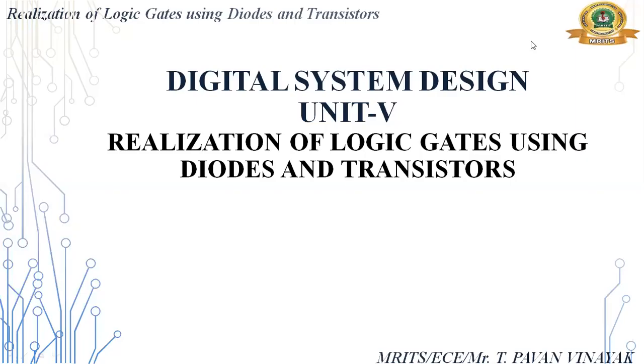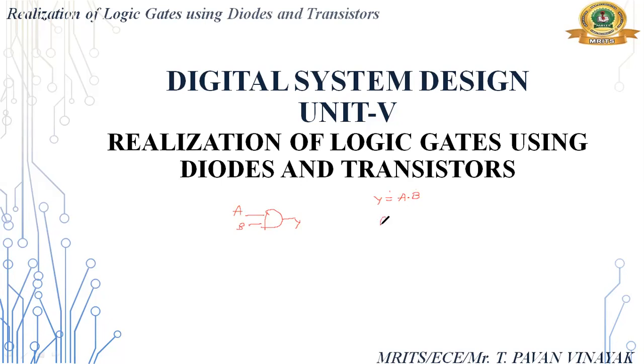Good morning everyone. Today we learn about Unit 5: realization of logic gates using diodes and transistors. In general, consider one logic gate, the AND gate. This is the symbol of the AND gate. We have inputs A and B and output Y. What is the working of this logic gate? Y is equal to A into B. It is a logical product.